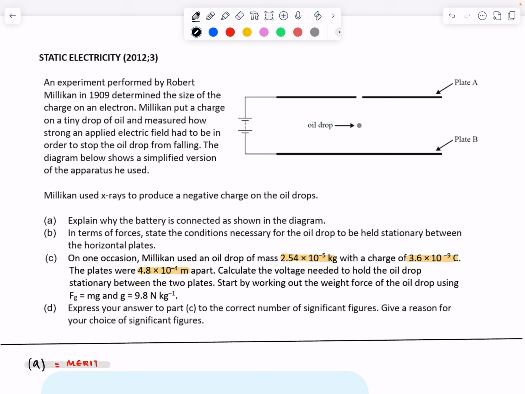Okie doke. So, the first question, question A, asks us to explain why the battery is connected as shown in the diagram. If we look at the diagram, we see that this is the battery. One end of the battery has a longer line, and the other end, which is connected to the wire, has a shorter line. The side with the longer line is the positive terminal, whereas the side with the shorter line is the negative terminal.